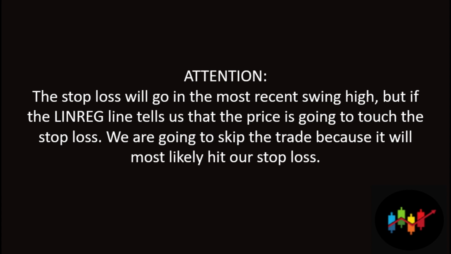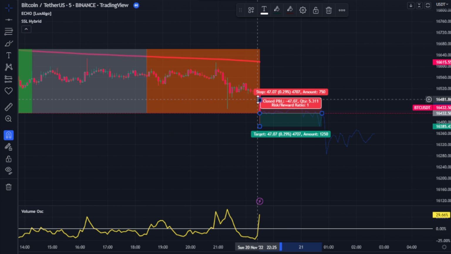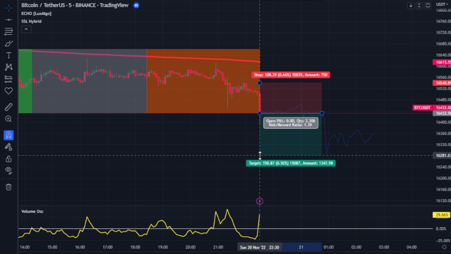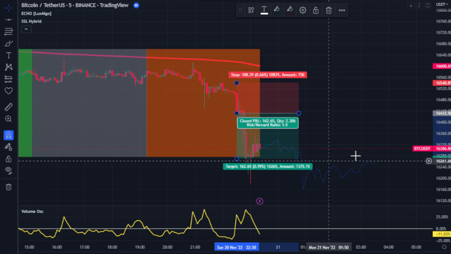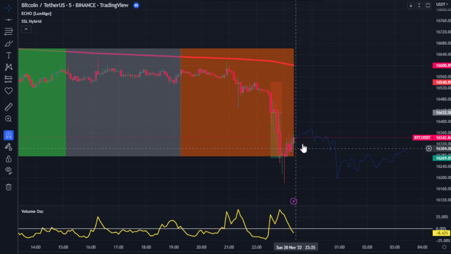And pay attention here, the stop loss will go in the most recent swing high, but if the LinReg line tells us that the price is going to touch the stop loss, we are going to skip the trade because it will most likely hit our stop loss. In this example we see that all the rules mentioned above are being met. So we're going to take this trade, set our stop loss and our take profit with a risk-reward ratio of 1.5. We wait for the price to develop. We see that the price moved in our favor quickly. And we have won.